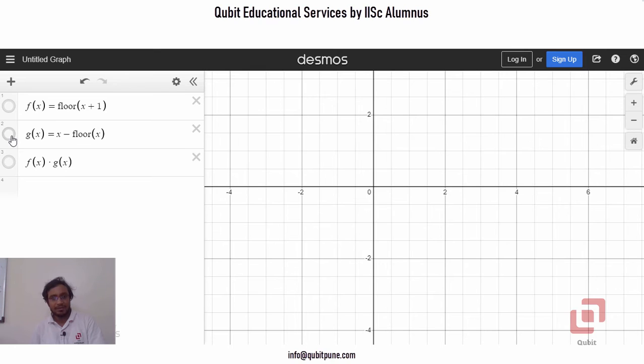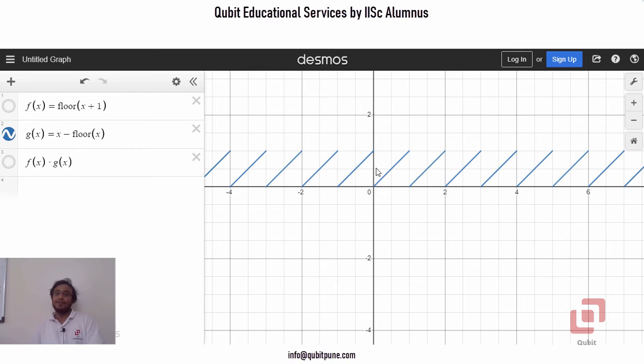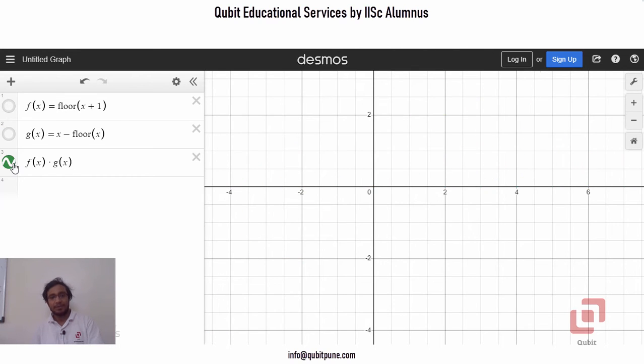Okay, let's talk about the fractional part function. Even here the left limit is 1, right limit is 0. So that is also a non-limit existence question. Both these functions individually don't have a limit as x tends to 0. Now let's take their product.